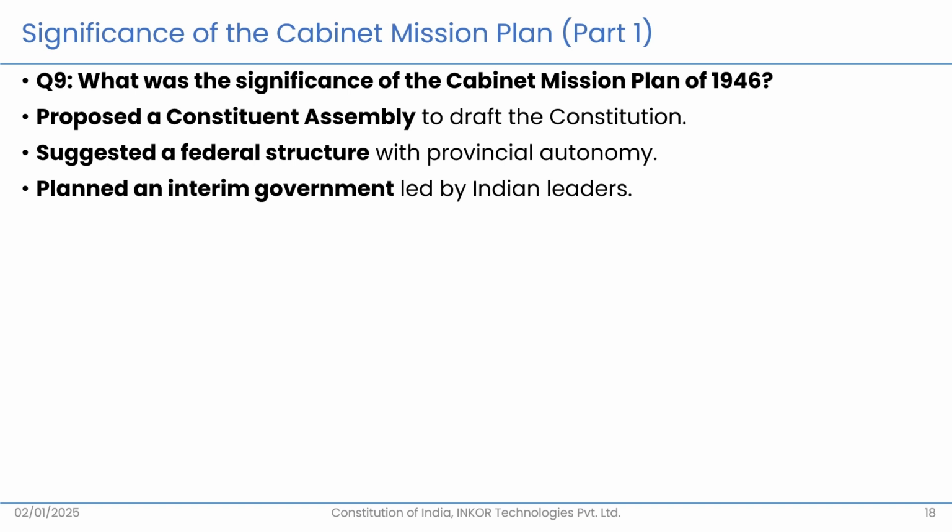The Cabinet Mission Plan of 1946 was a crucial step toward India's independence. It proposed the formation of a constituent assembly that would draft India's constitution, allowing Indians to shape their governance. The plan also suggested a federal structure, where provinces would have autonomy while remaining part of a united India. Additionally, it planned for an interim government led by Indian leaders, marking a transition from British rule to self-governance.